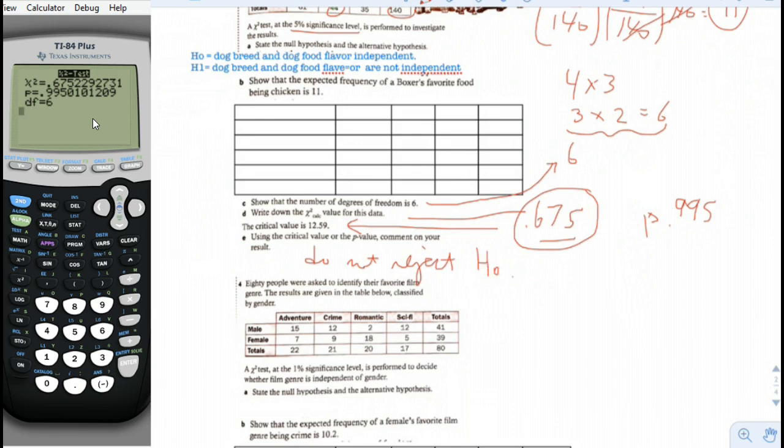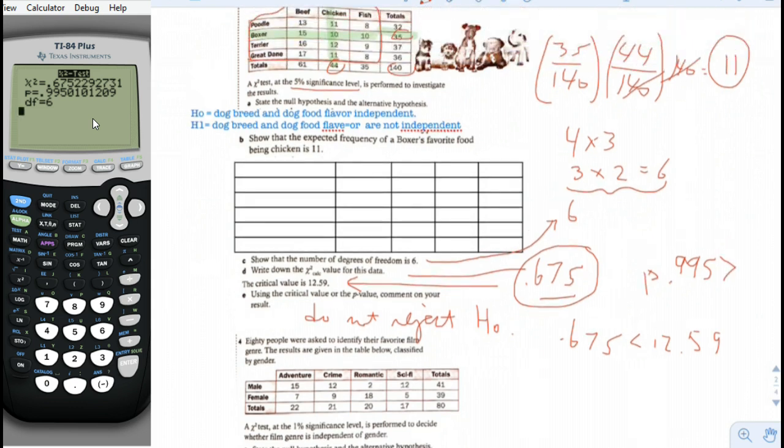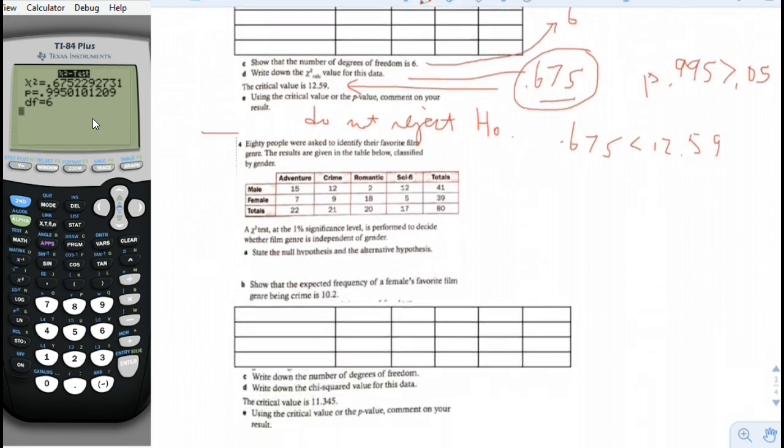Okay? And that's because 0.675 is less than 12.59. Okay? You could also say it's because the p-value, 0.995, is greater than the significance level, which is 0.05. Okay? Alright. Number 4.